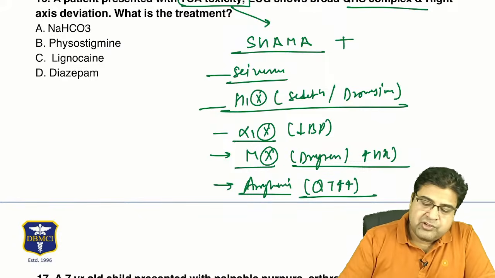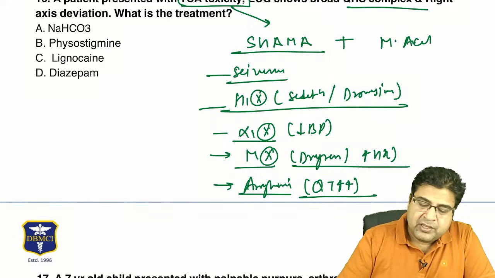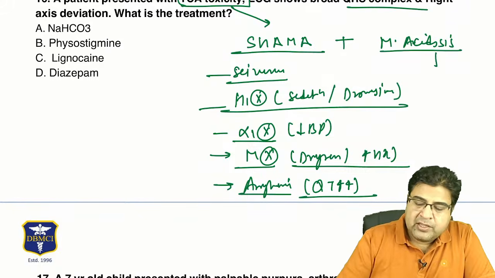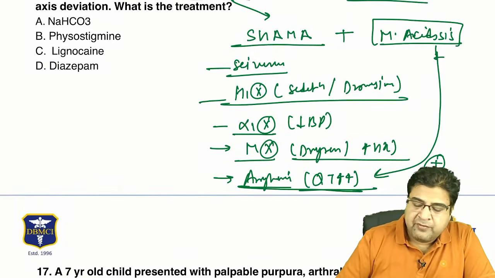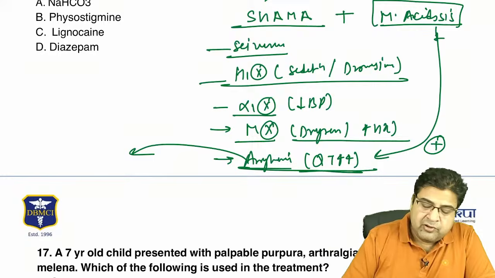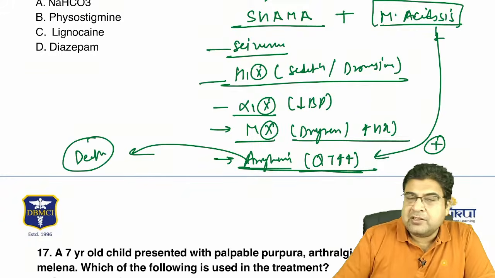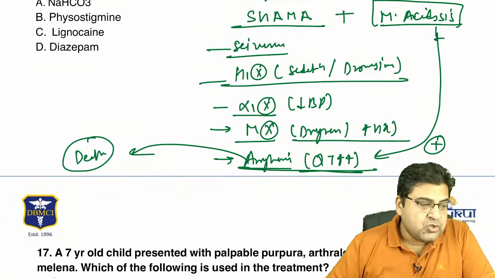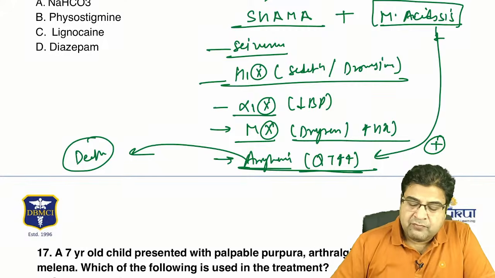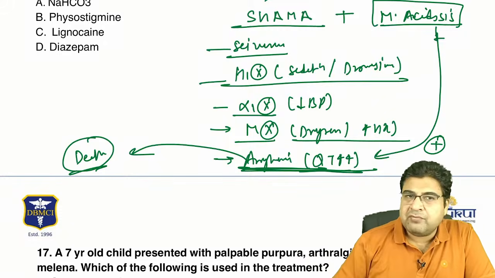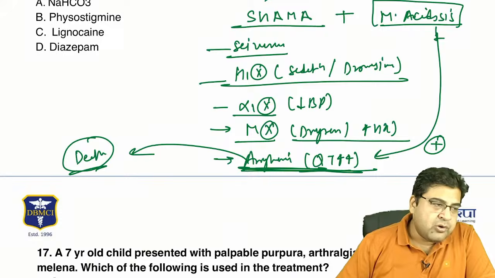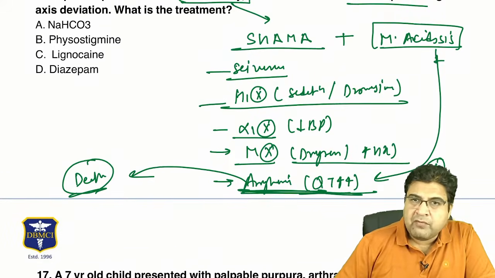But apart from this SHAMA, the patient also develops metabolic acidosis. Now, this metabolic acidosis will further aggravate the arrhythmia, and now the patient will die. The main reason for death in the patient is metabolic acidosis. So metabolic acidosis is the one that will further aggravate the arrhythmia and lead to death. So here we have to control the acidosis, plus we have to give an anti-arrhythmic drug.